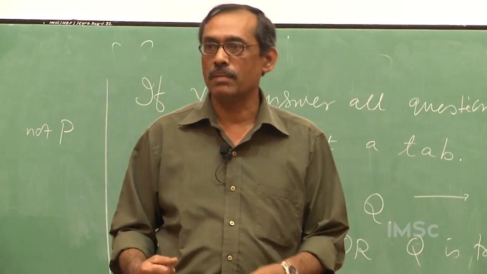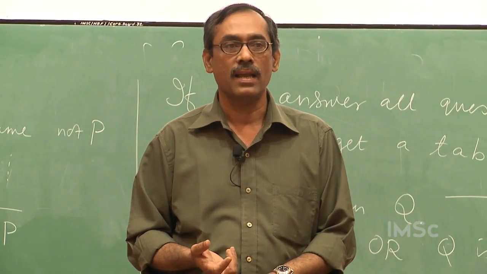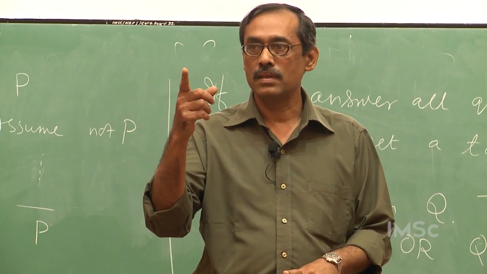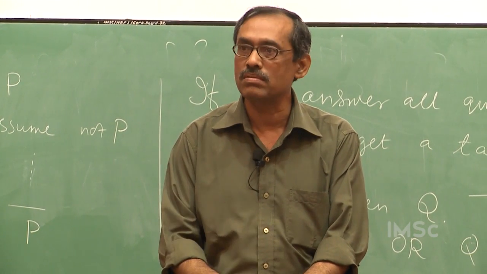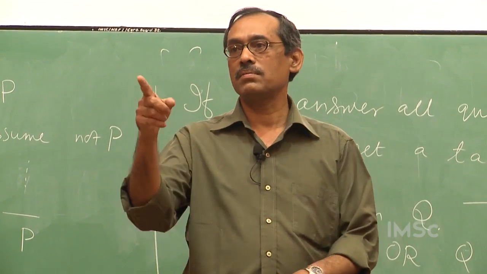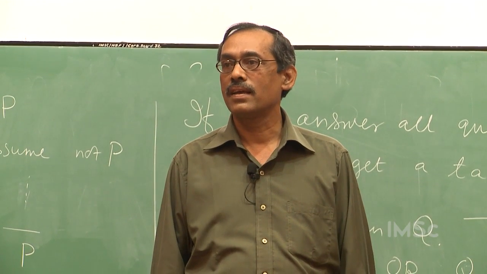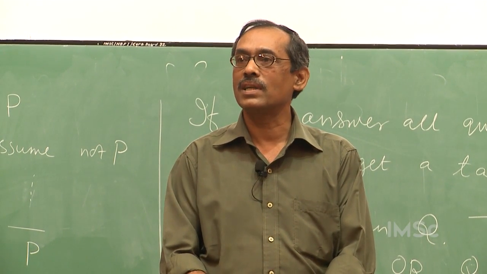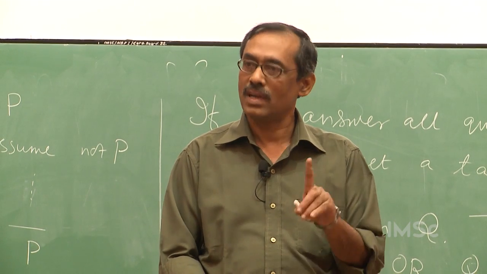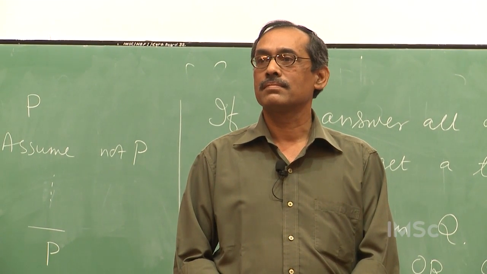Could it be true? Suppose not P is true. Then P is false. But I have derived P. So P is true. So it cannot be true. Not P cannot be true, right? Because it leads to a contradiction. What is the contradiction? P is both true and P is false. Right?